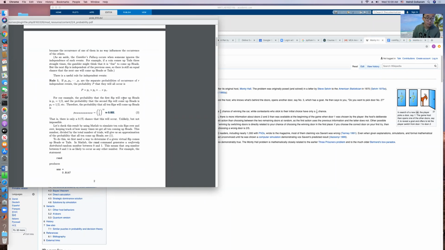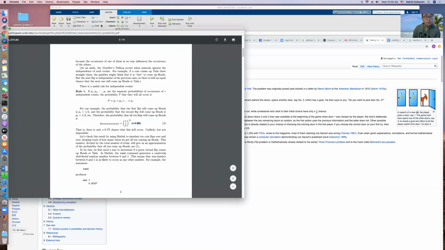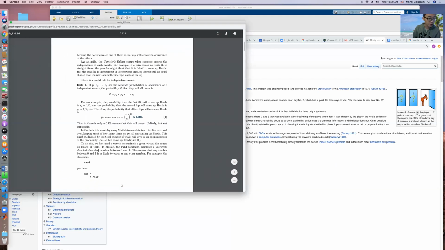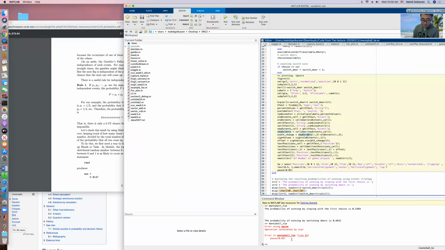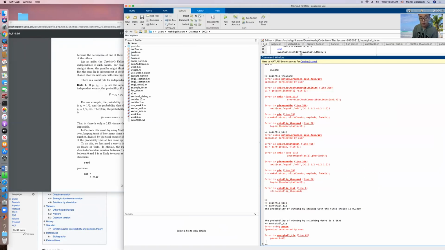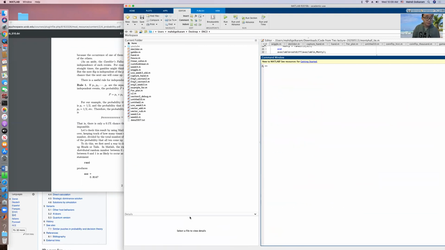Okay, so here we do some experiments in Matlab. In Matlab there is a function called rand. Every time we call it, it gives us a random number between 0 and 1, right? If you type rand once, you get something like this. If you do it twice, you get a different number, but they are always between 0 and 1.